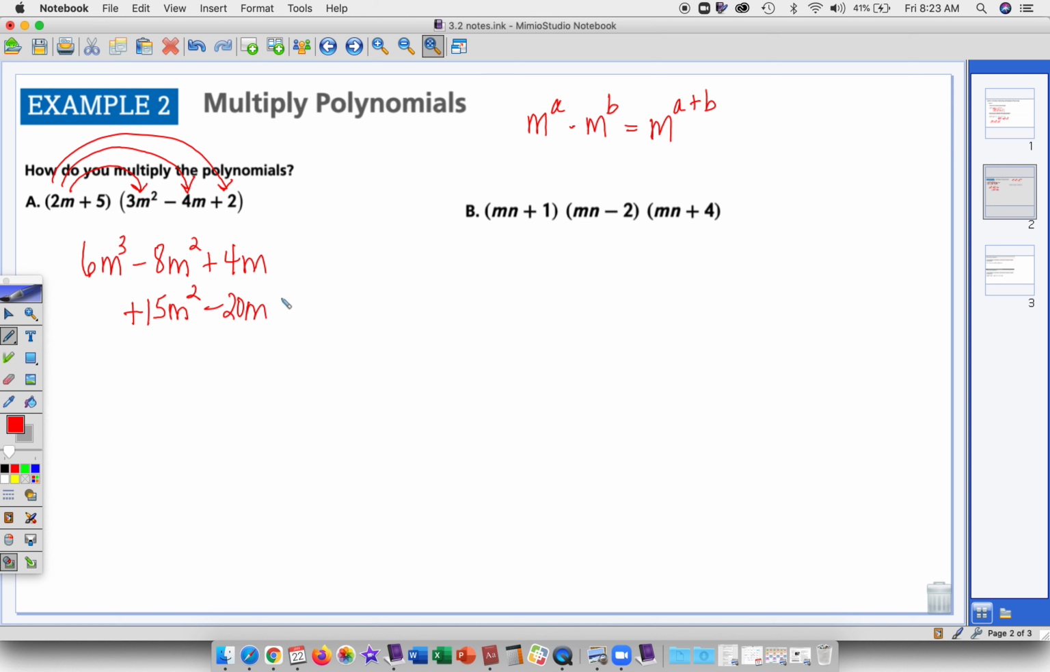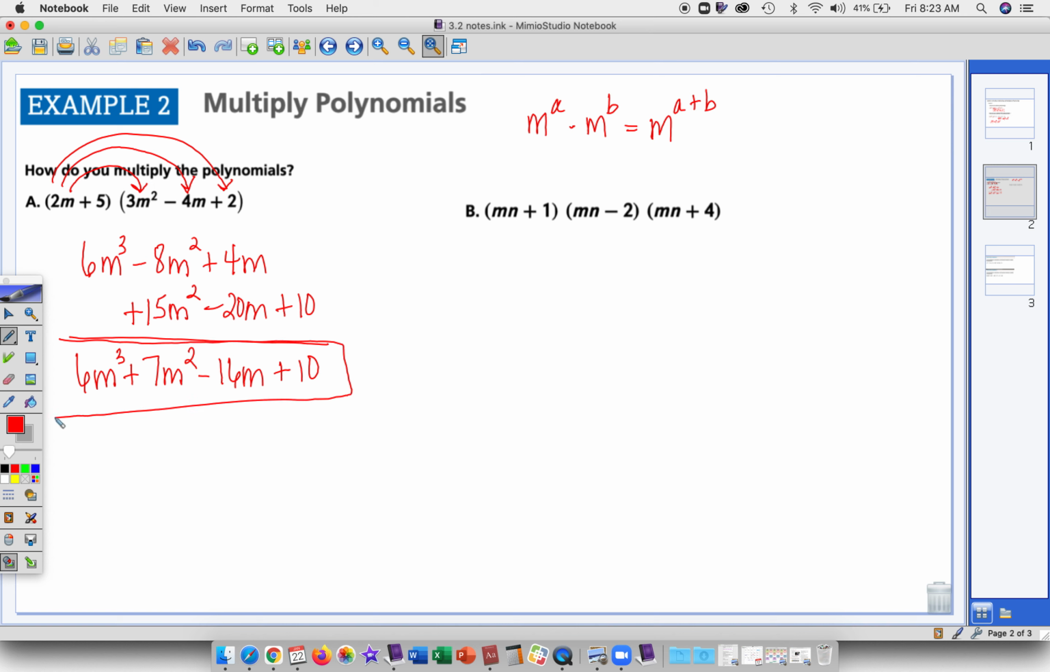And 5 times 2 gives me a plus 10. And now I just add in a vertical direction. So I have 6m cubed. Negative 8 plus 15 gives me a positive 7m squared. Again, notice the variables and the powers are not changing because I'm adding. Negative 4 minus 20 is negative 16m and plus 10. So there's my final answer. So distribute, then combine, add or subtract your like terms together.